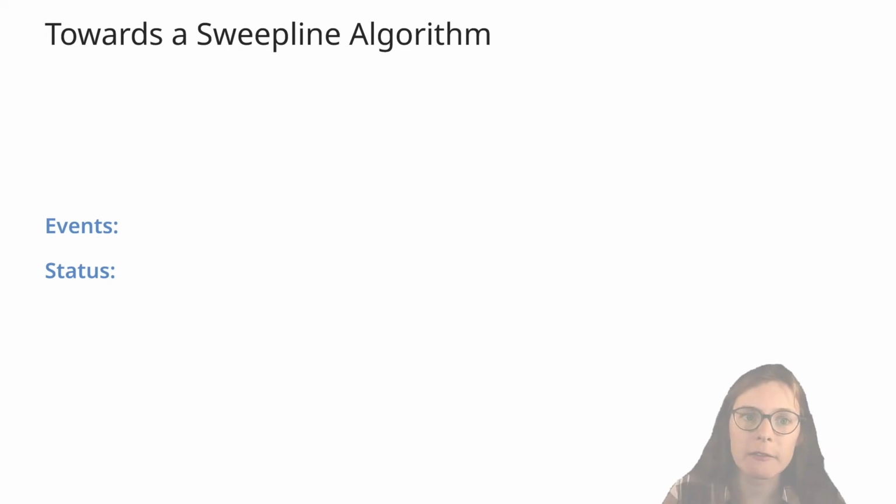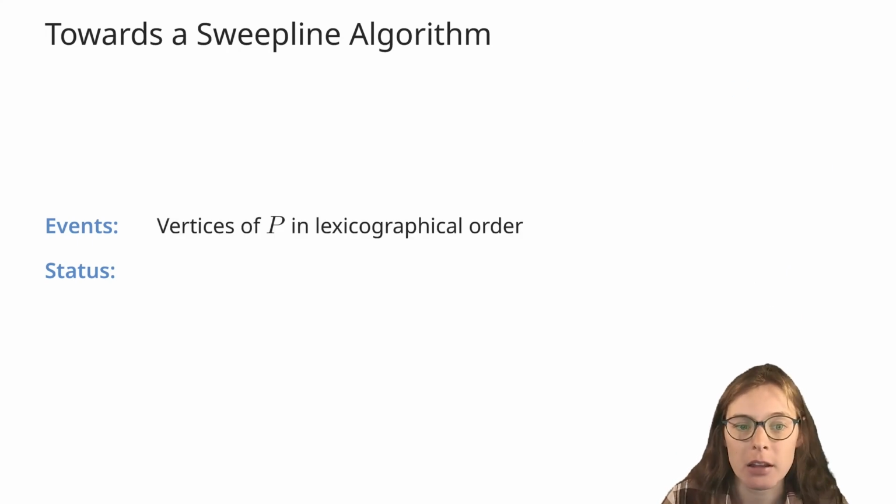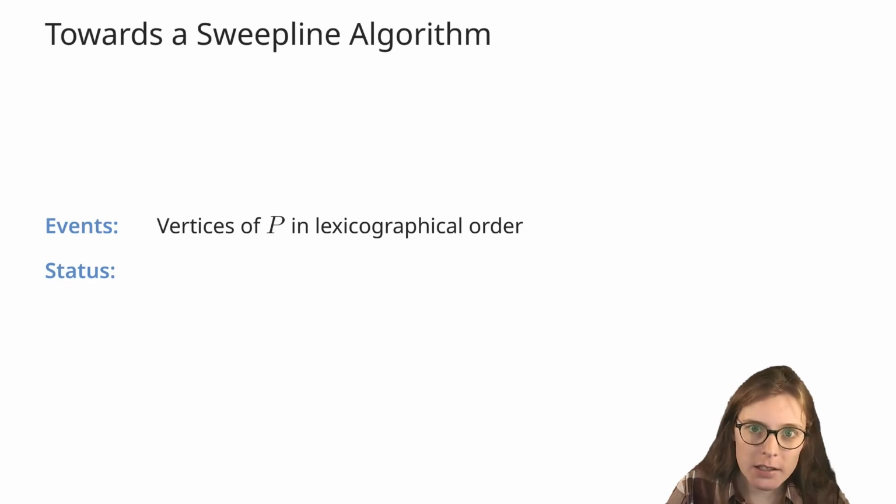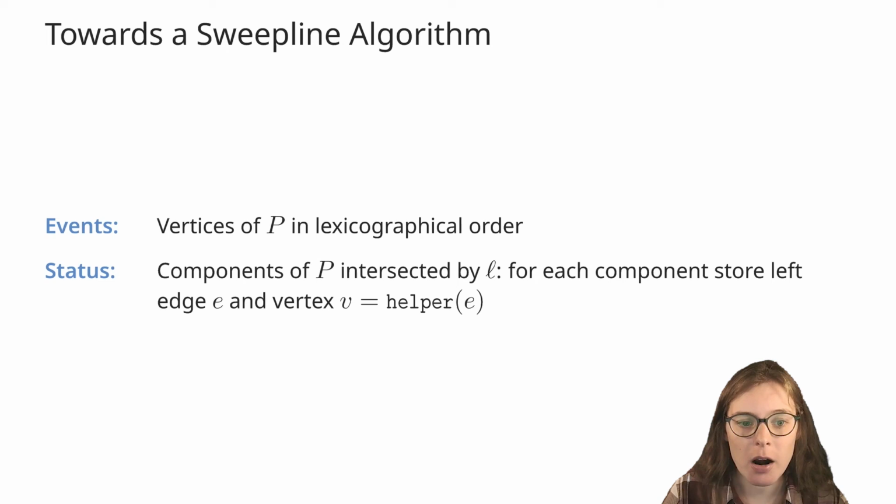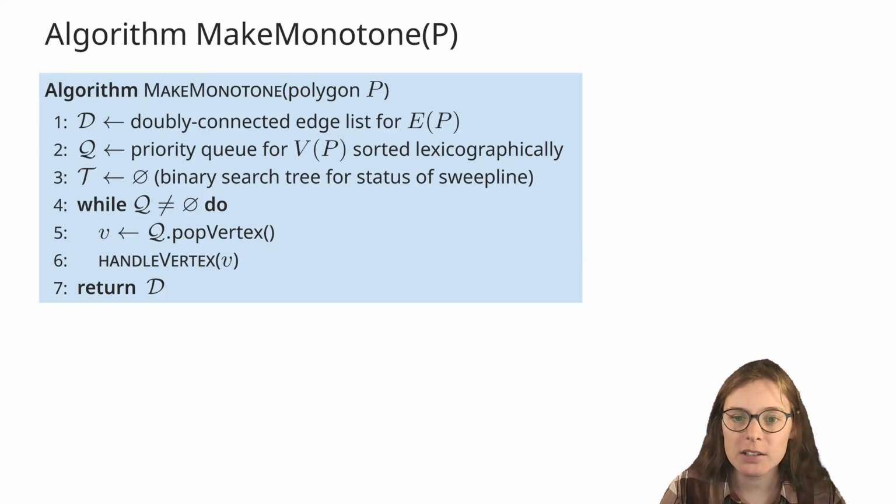To summarize, the events of our sweepline algorithm are given by the vertices of the polygon sorted by their y-coordinate. The status of the sweepline algorithm are all the components that the horizontal sweepline L intersects with all the pointers from the vertices to the left edges and with all the helper pointers stored in every edge. We are ready to put together all the observations made so far in a pseudocode.